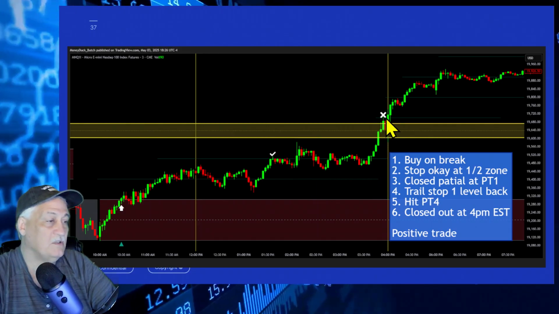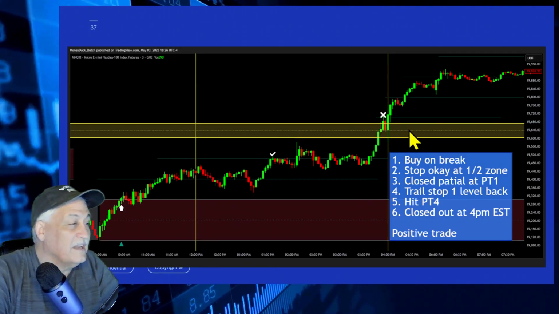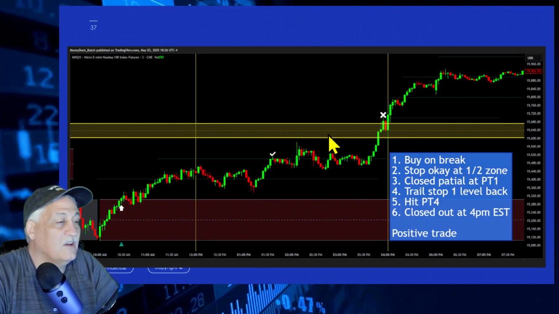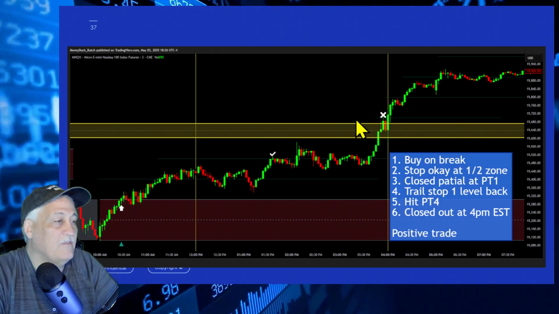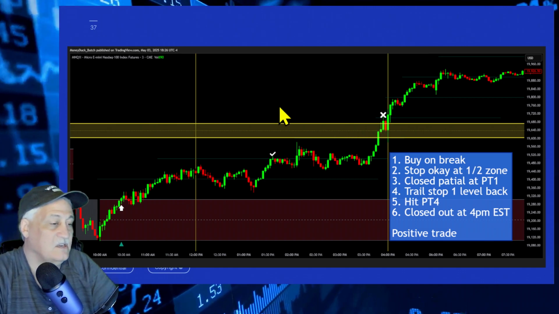It moves up to PT4 or 3. 1, 2. There's 1 in there. Where's 3? 3's in the middle here somewhere, right under that line. So it hits 3, and you'd move stop up. 4 o'clock is where you're closing. Okay, so one of those candles in there, you're going to close the trade.